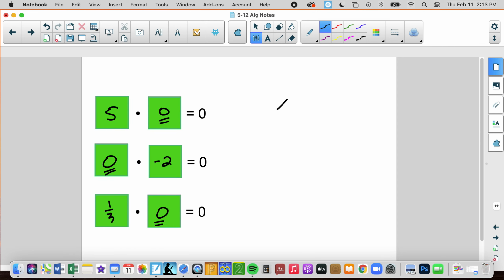is 0. If I multiply two numbers that equal 0, I know that either x equals 0 or y has to equal 0. One of these two has to be 0. That's the only way that when you multiply two numbers you get 0: we know that one of them is going to be 0.